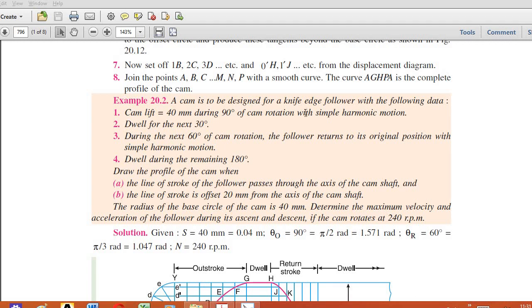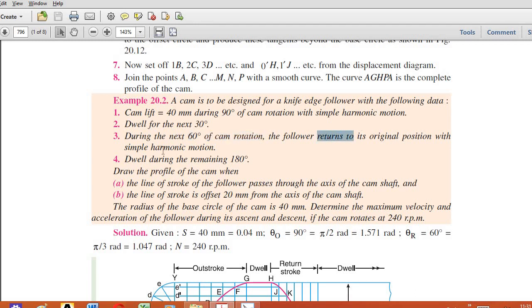Okay, so here we have to see which is the type of motion. During the ascent it is simple harmonic motion, and during the return it is also simple harmonic motion. This motion can vary for rise and return. Okay, for return it is 60 degree. During 60 degree of cam rotation, the follower returns to its original position.